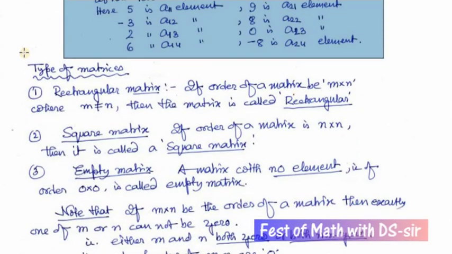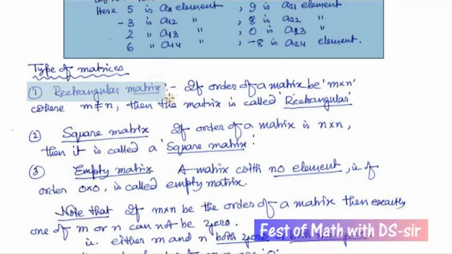Type of matrix. Next comes the type of matrix. Like determinants, there are different types of matrices, and the definitions of the different types of matrices look almost alike those of determinants.